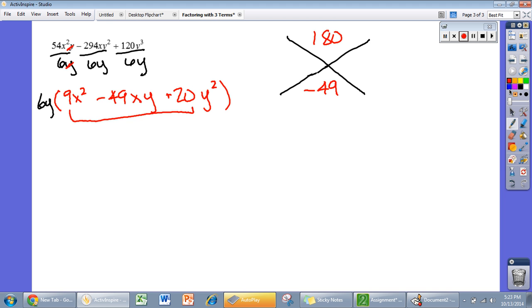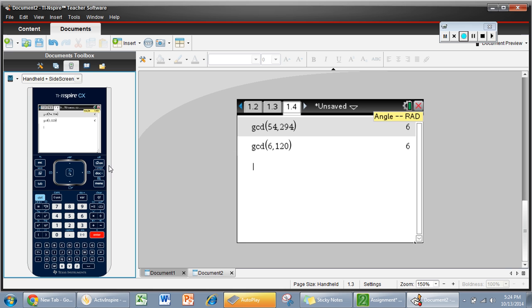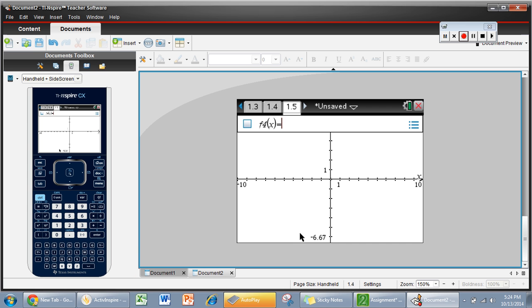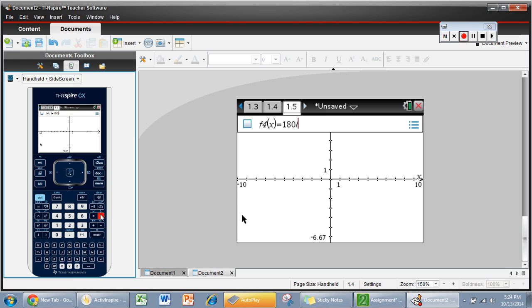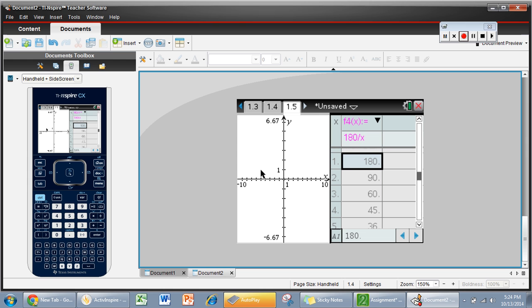So we're trying to figure out the numbers. When we multiply them, we get 180, and when we add them together, we get negative 49. Now, we can go back into the calculator and take a look at that. Go to my graphing app, and I'm putting in there 180 divided by x. Hit enter. Control T will show me the table of values, and here's all my choices. I'm looking for what's going to add up to a negative 49.